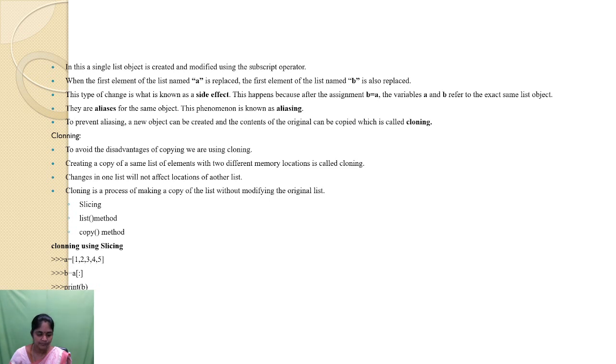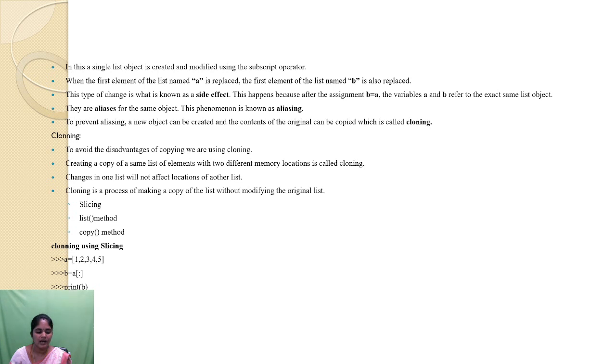First one is cloning using slices. You have a list of elements 1, 2, 3, 4, 5. Next b equal to a colon. Here a colon means the entire list is moved to b. That is cloning. The same list of items is present in both lists, the same number of elements. On the left side is b: b equal to a colon.